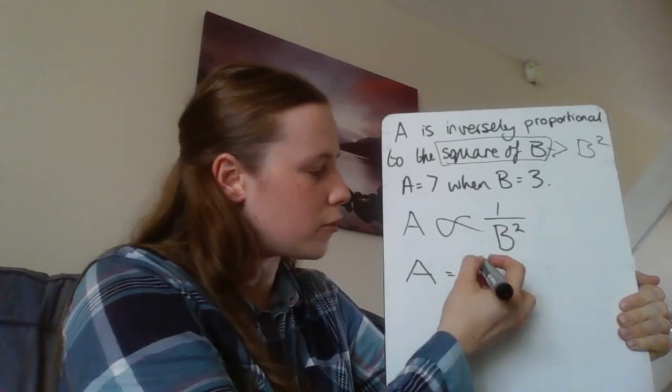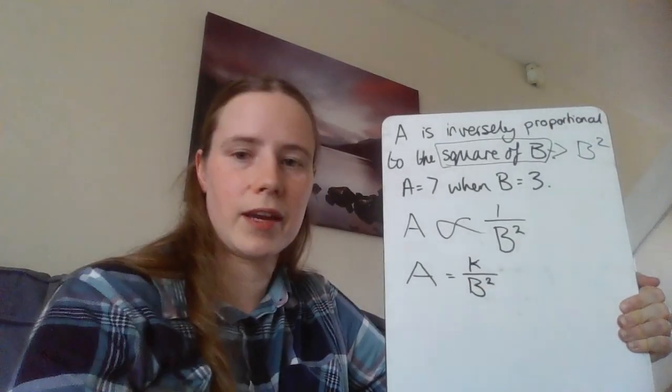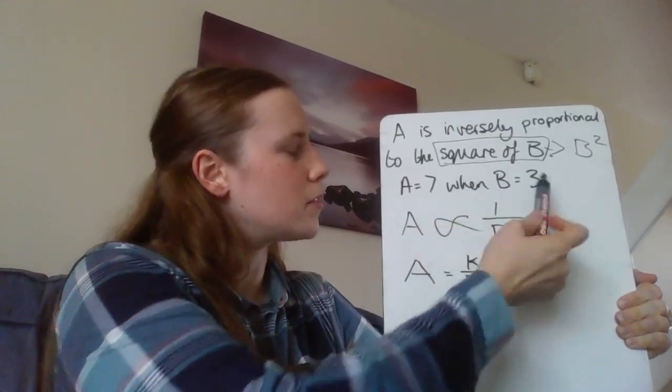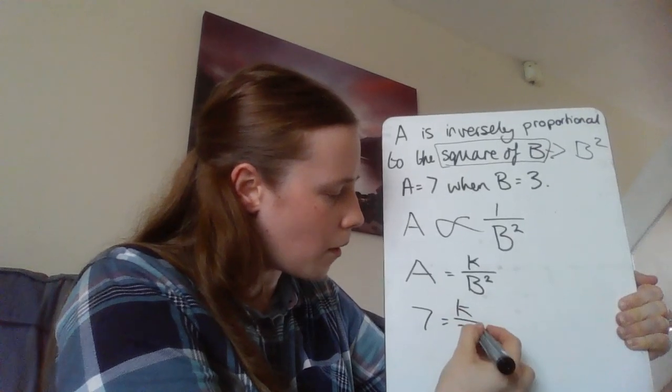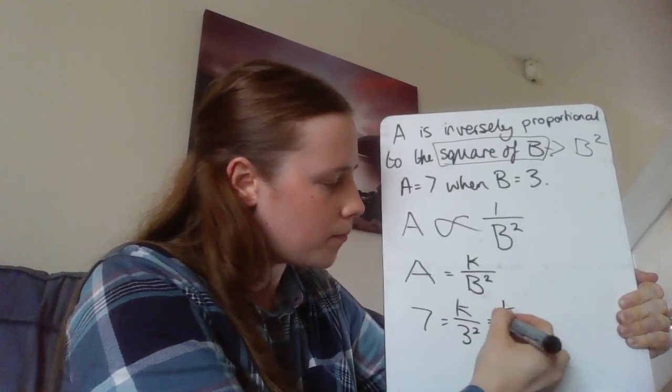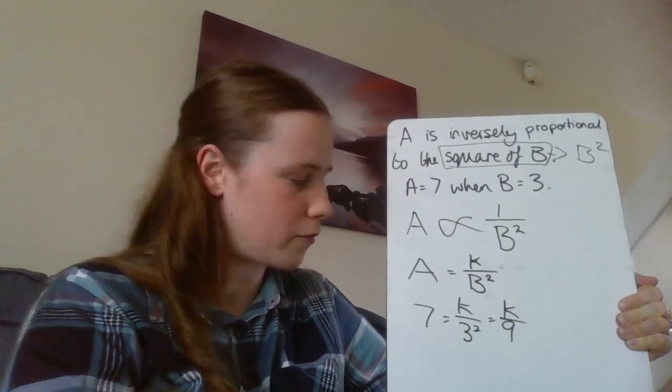I just have to be careful to make sure that this is what my formula looks like at the end, and that it does have squaring in it as well. So I'm going to put the 7 and the 3 in. So 7 is equal to k over 3 squared, which is k over 9. If you're confident, you can put that in straight away, but if not, you can write the squaring in first.